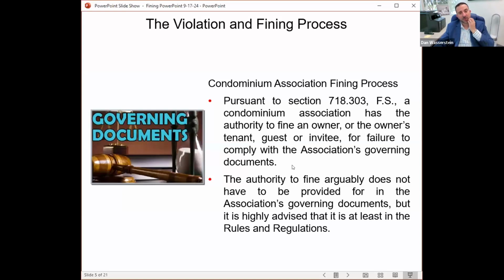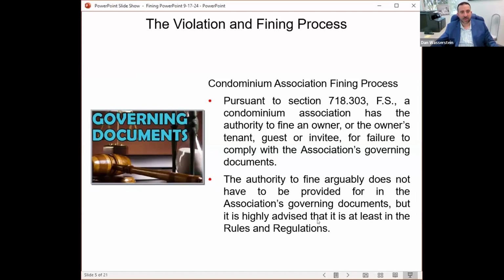And as you see in the second bullet point here, the way the statute's been modified over the years, the argument is that you don't actually need authority in your documents to avail yourself of the fining statute. Your documents just need to be governed by the current Florida statutes. And if they are, it's ideal that you have somewhere that it says that you have the right to fine your owners. But because of the way the statute's been modified over the years, there's an argument that you don't even need that language in your documents.